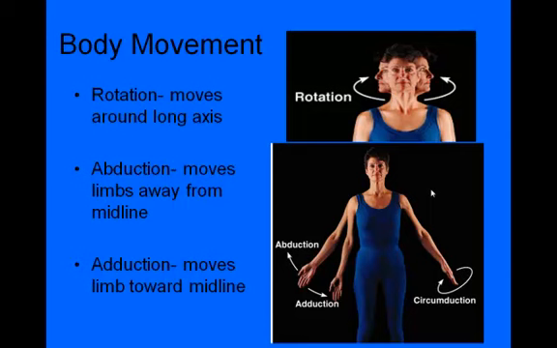Rotation moves around the long axis. Abduction moves limbs away from the midline. Adduction moves limbs toward the midline. So you can see the pictures to the right. Now another example of abduction and adduction would be your leg muscles. So if you look at your thighs, your inner thigh muscles are adductors because they're moving limbs toward the midline. Your abductors would be your outer thigh muscles moving away from the midline.